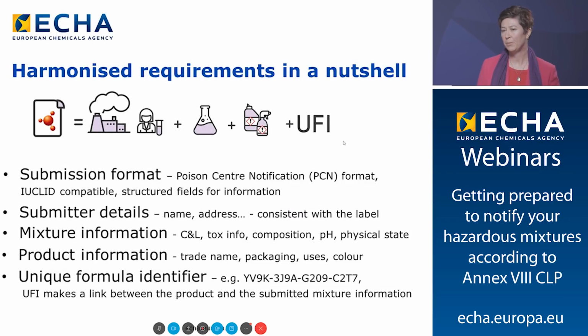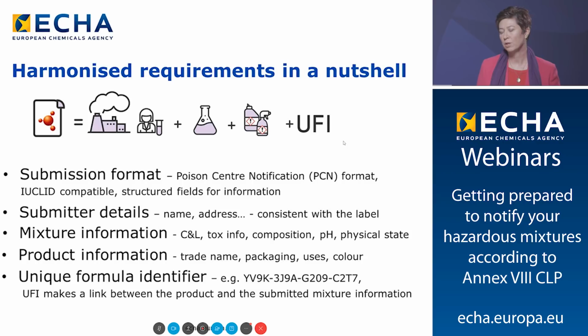So, where does harmonisation begin? Firstly, it begins with the submission format, which we published earlier this year, and we call it the Poison Centre notification format. The format is also IUCLID compatible, and this means that the structured fields for information are given as pick lists rather than free text fields.